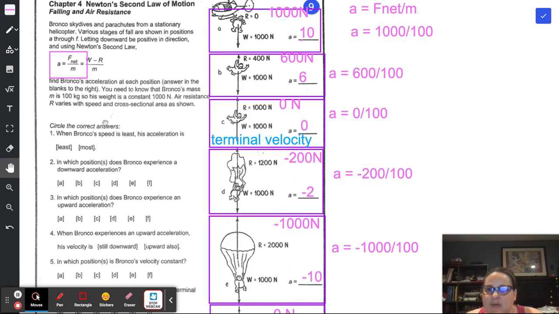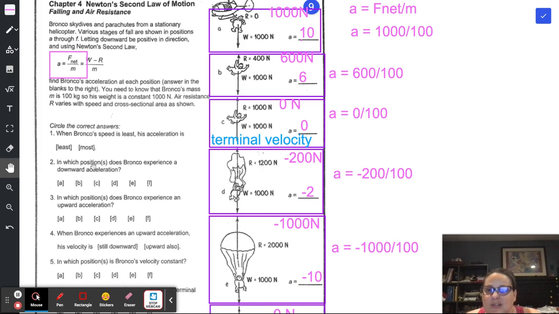All right, the last step is going to be to answer the multiple response questions. Number one, when Bronco's speed is least, his acceleration is which? So when you fall out of a plane, you're going slowest when you're not moving. So at the very beginning, before he starts to fall, that would be the slowest he's going. And it's also when he has maximum downward acceleration. So when his speed is the lowest, his acceleration is the most.